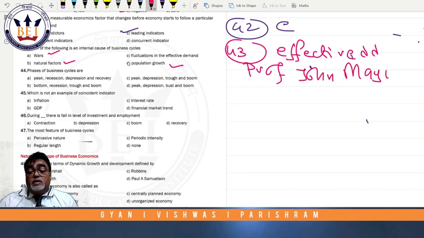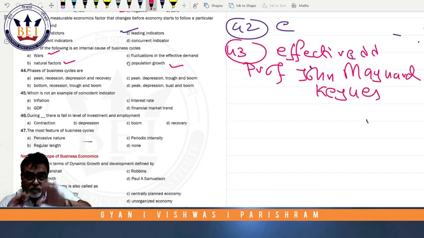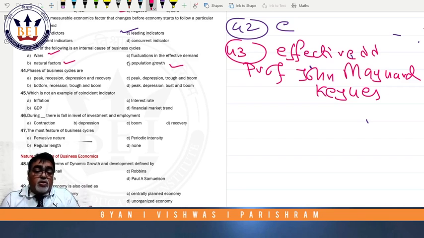John Maynard Keynes, call him the father of modern economics. John Maynard Keynes has given effective demand as the main cause. Effective demand change means people are ready to pay more, so obviously a huge amount of money chases too few goods. So slowly the economy starts enhancing. Investment and consumption are more, the economy is growing, employment is more and all.